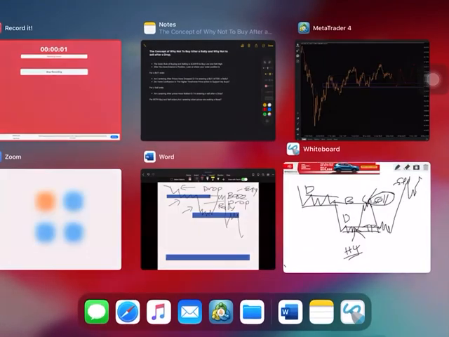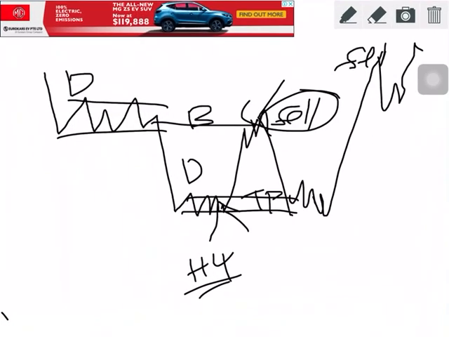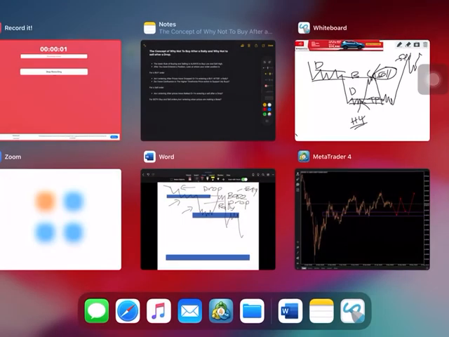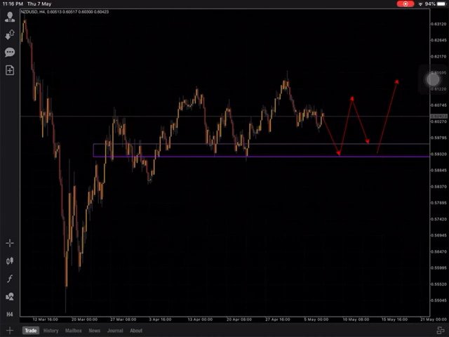So I just need you guys to practice the concept of drop base drop, rally base drop, rally base rally, drop base rally, and then go practice it maybe in the demo, even your live account, or just start small, open up a small account.